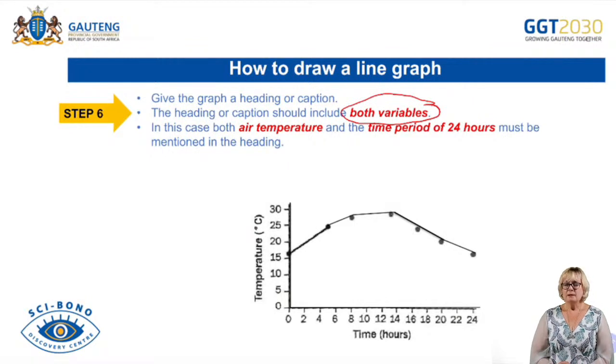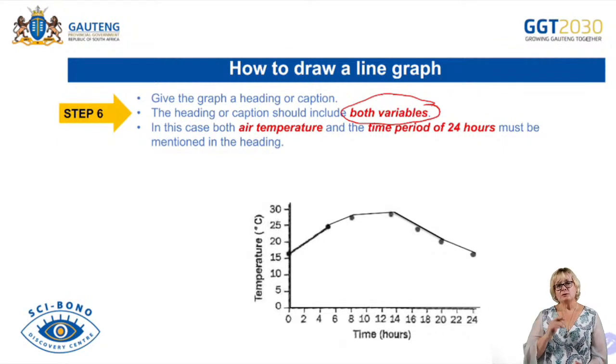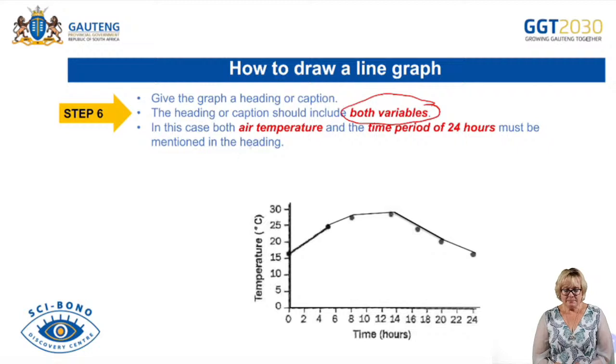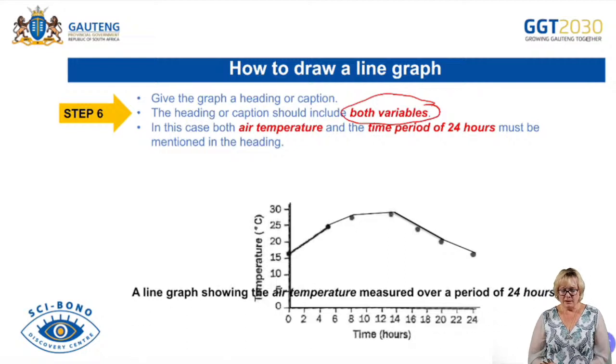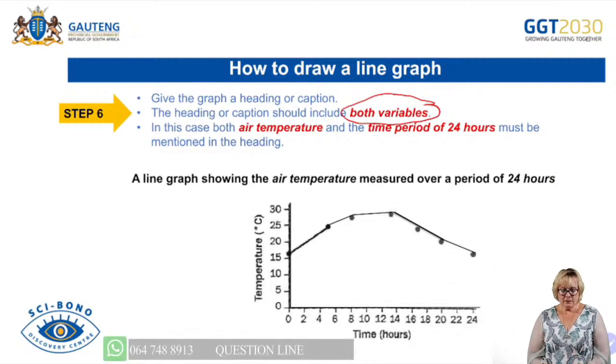Which ones are they? The independent variable and the dependent variable. So both of those variables must be included in the heading of your graph. In this case, both air temperature and the time period of 24 hours must be mentioned in the heading. Alright, so it must be there. A line graph showing the air temperature measured over the period of 24 hours. That is a complete heading for this graph. Alright, very important.